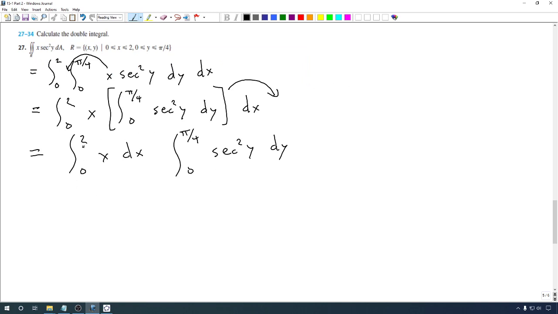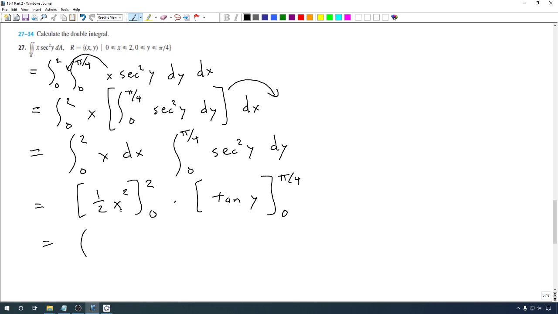That does mean that we can go ahead and compute these two Calc 1 integrals separately. I'm going to go ahead and do those both on the same line, but you could do them on separate lines if you want to. We have the integral of x, which is 1/2 x squared. That's going to be evaluated from 0 to 2. Then we're going to multiply by this integral here. Now, you might think, well, we're dealing with secant squared, but just remember, tangent of y differentiates into secant squared, so the integral of secant squared is tangent of y. And that's going from 0 to pi over 4.